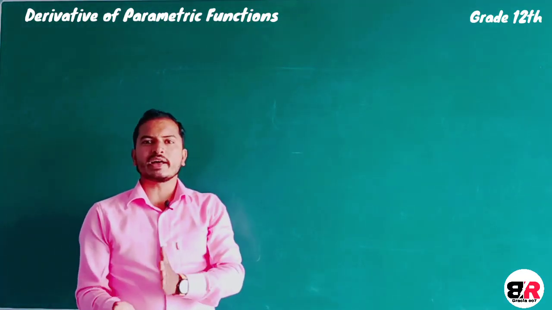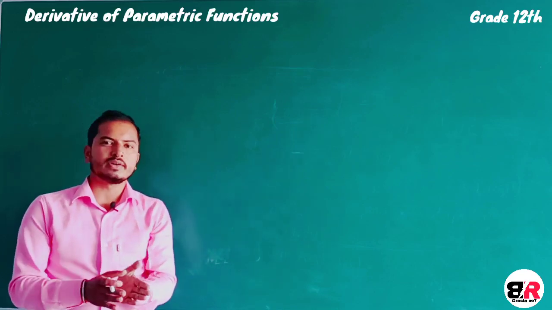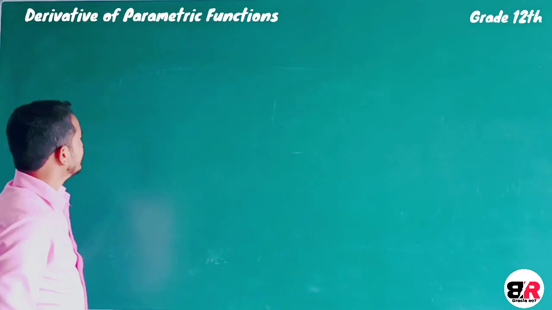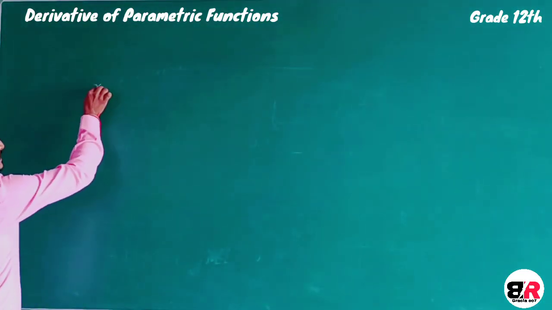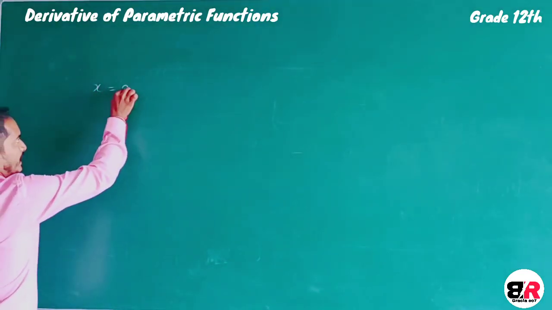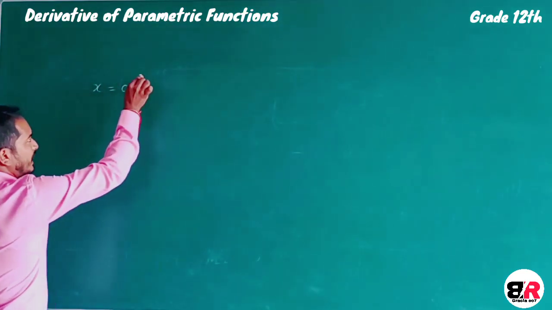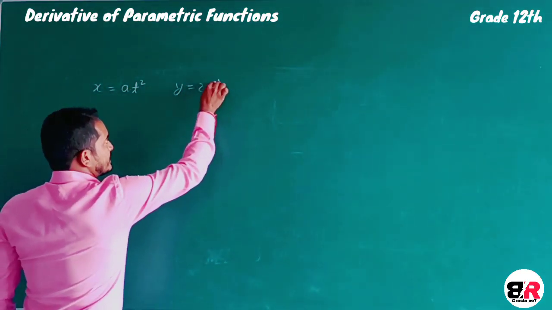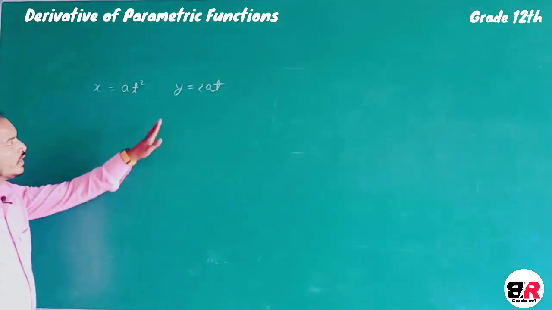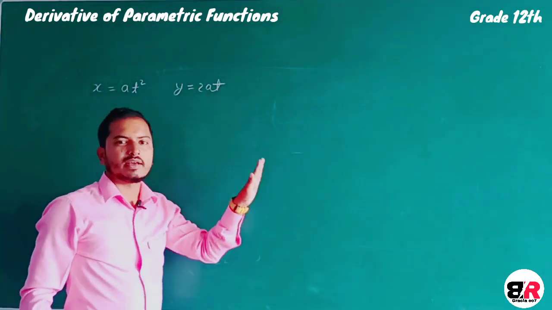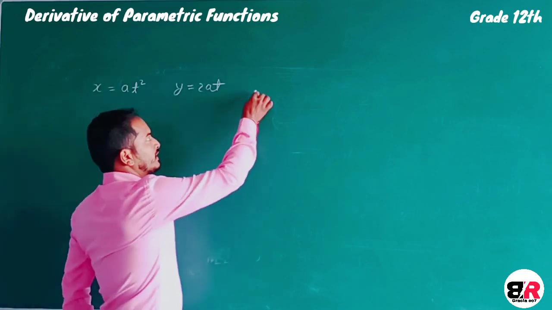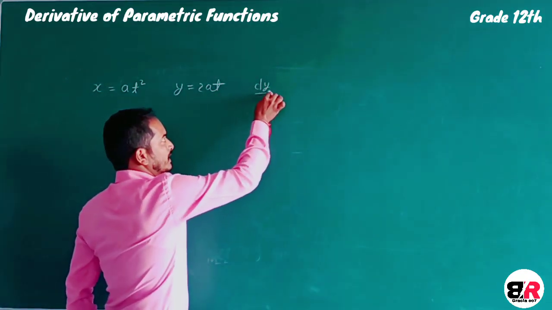Basically x and y are connected with the sign of equal to, it is an equation and it is known as a function. But sometimes such type of functions are given. x is a function of t, for example x is equal to at square and y is equal to 2at. Both x and y are functions of t. From here we need to find the derivative dy by dx.